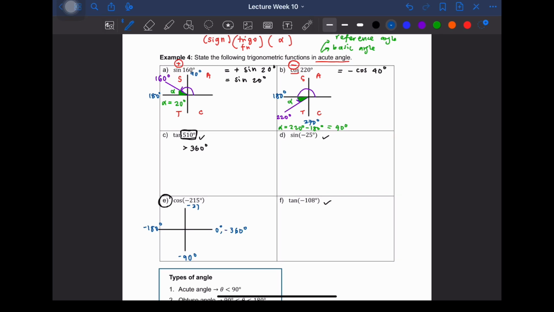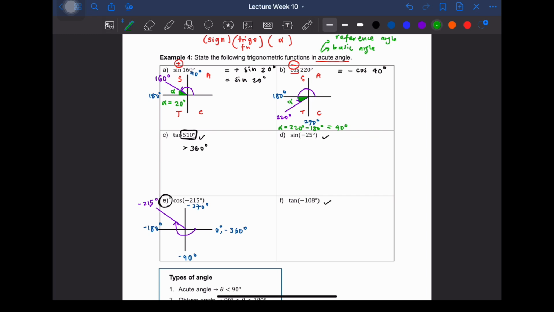Okay, so negative 215 is located over here. Okay, so letakkan awak punya angle dekat situ. It's over here. Okay, which means that the rotation is going from here, going clockwise to here. Sini. Okay, so ini adalah negative 215 degree. Okay, settle. And then, next kita nak cari dia punya alpha.